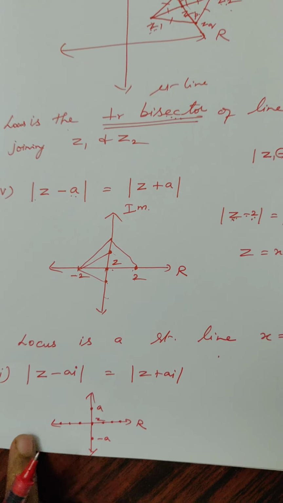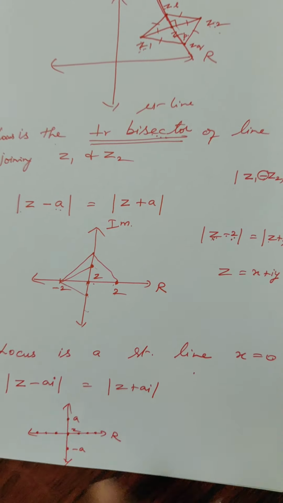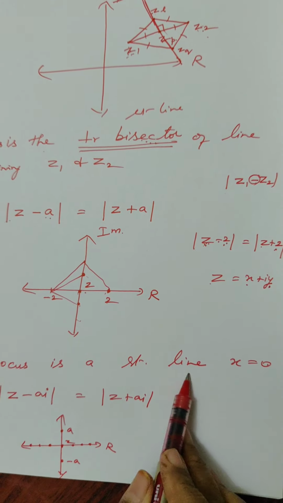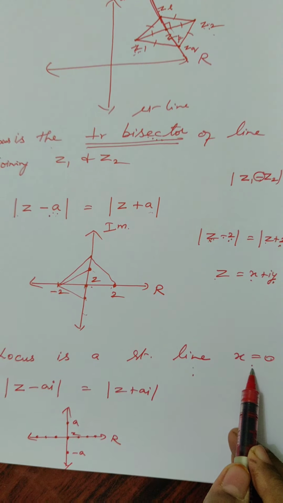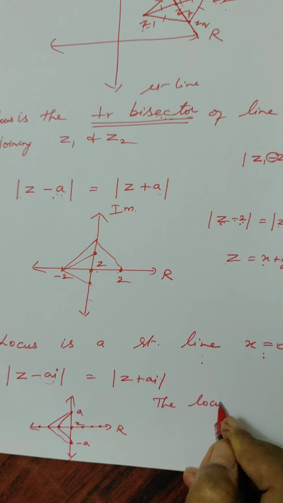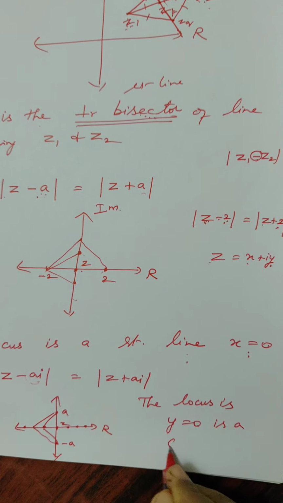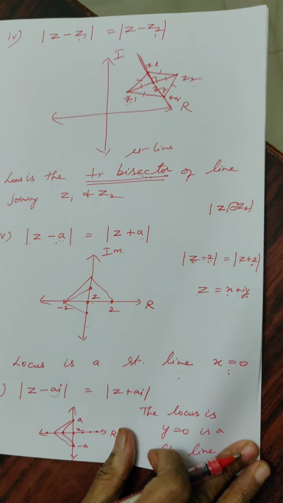According to the coordinate system, what is the real axis? X axis. What is the equation of the x axis? Y is equal to 0. So for this also, if you take Z is equal to x plus iy, we are getting the real axis. So the locus is y is equal to 0, a straight line. Is it clear now? So using these concepts, we are going to do some more problems.